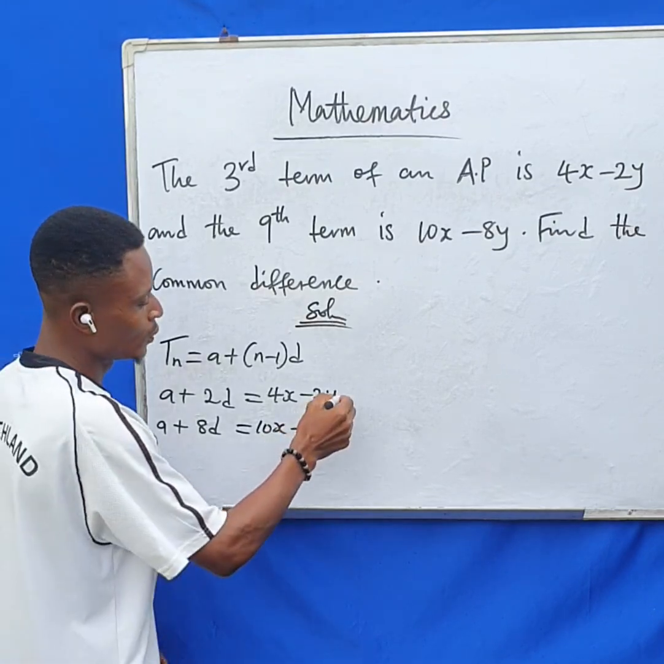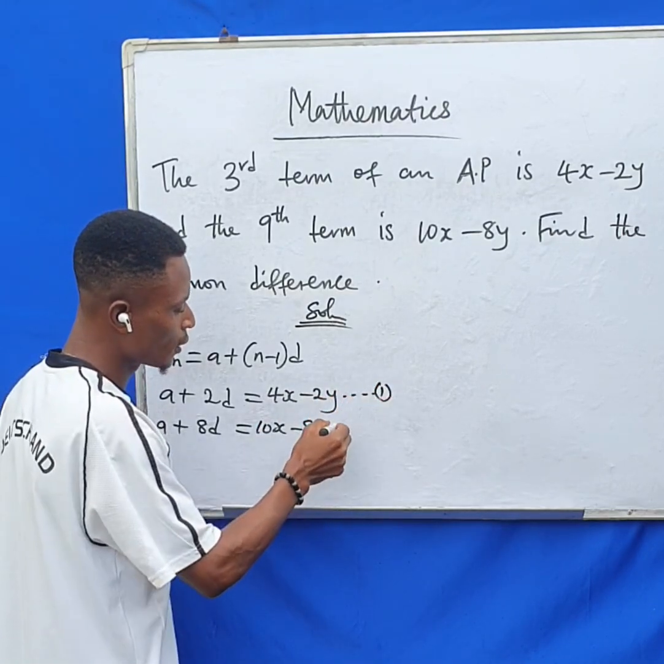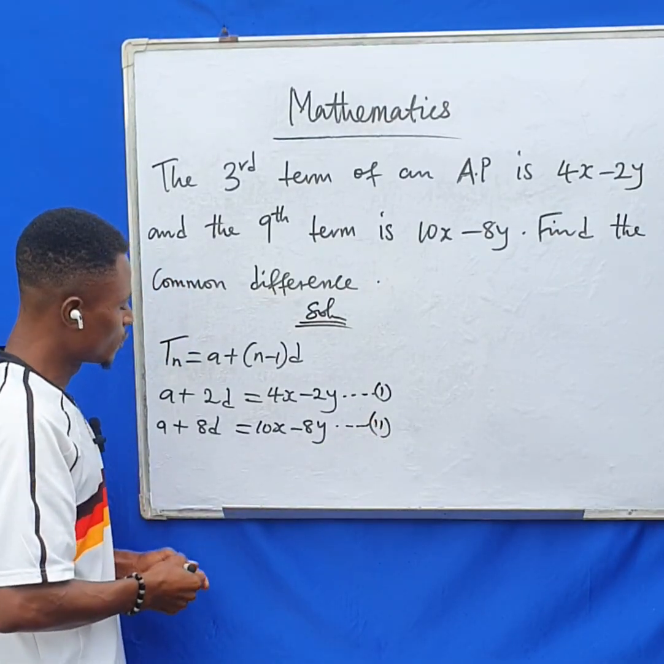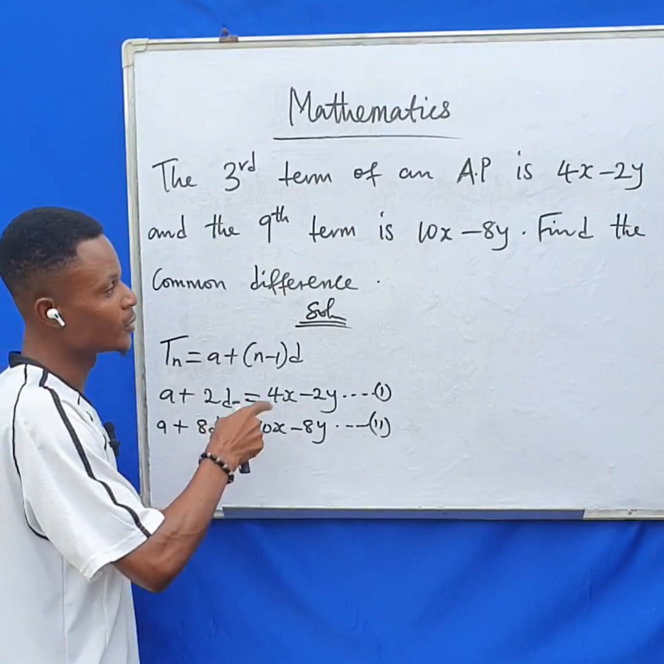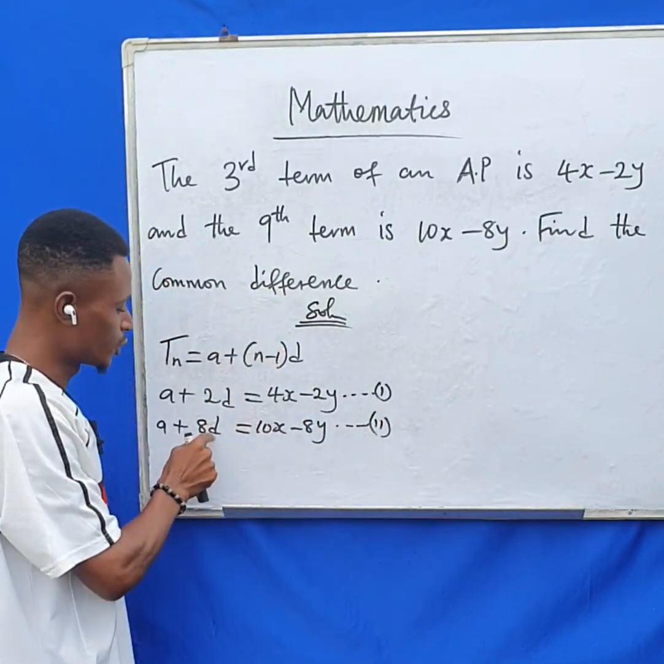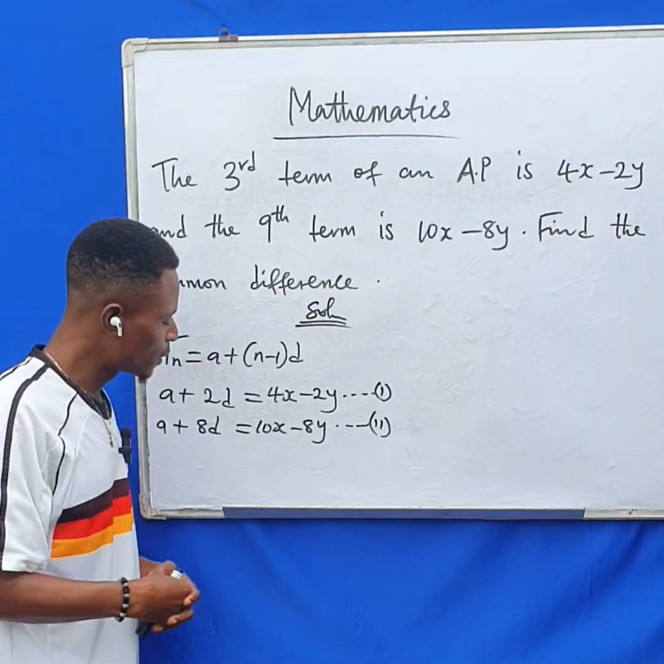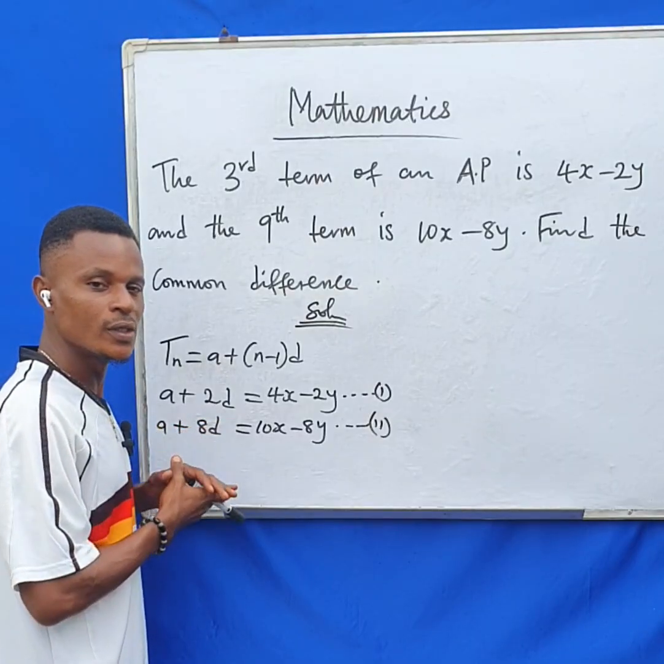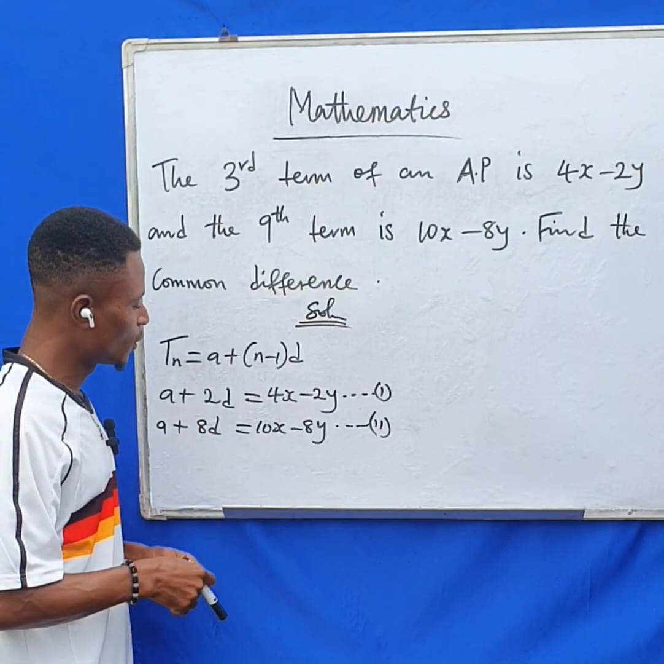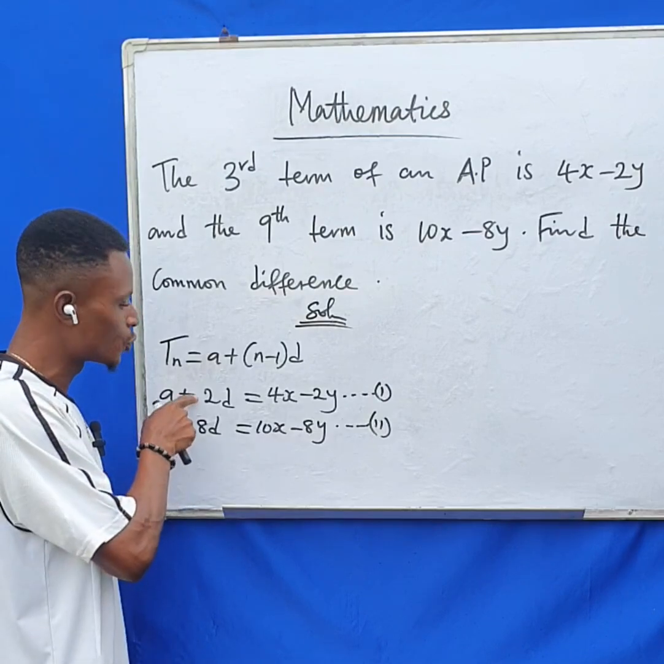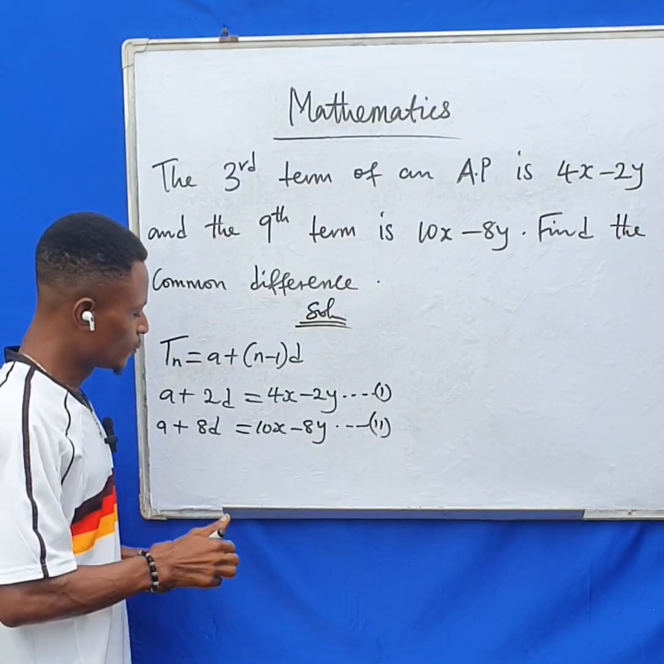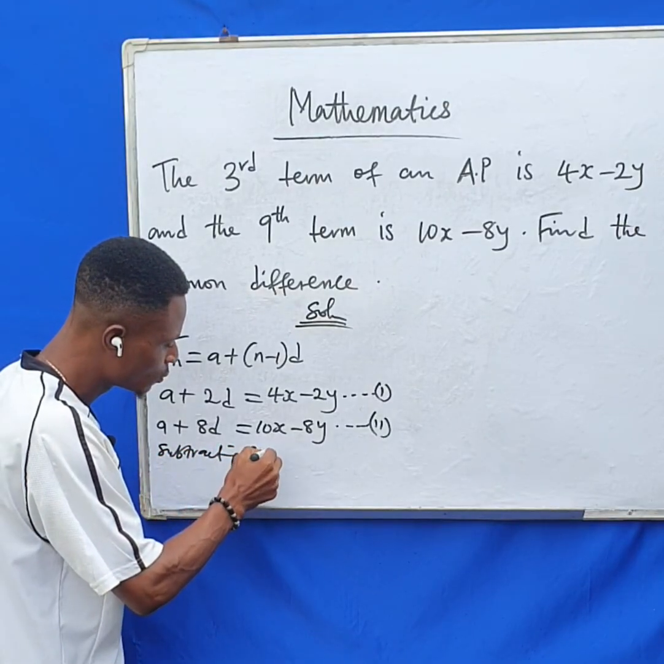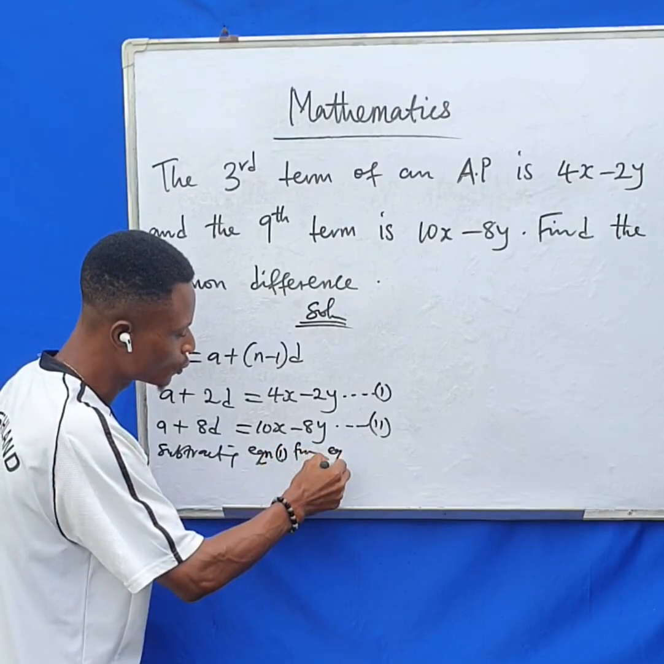We have two equations here. We can call this equation 1 and we call this equation 2. Our simultaneous equation is set. Remember, we are asked to find the common difference, which is this d. If you want to find this d, first of all, this is what you need to do. You need to solve this simultaneous equation using the elimination method. In our elimination method, we are going to subtract equation 1 from equation 2. So it says subtracting equation 1 from equation 2.